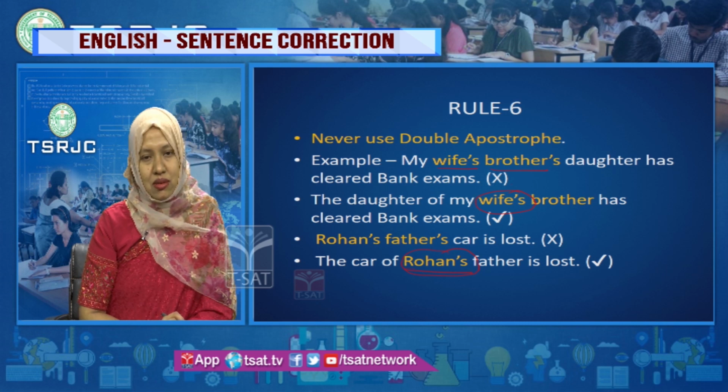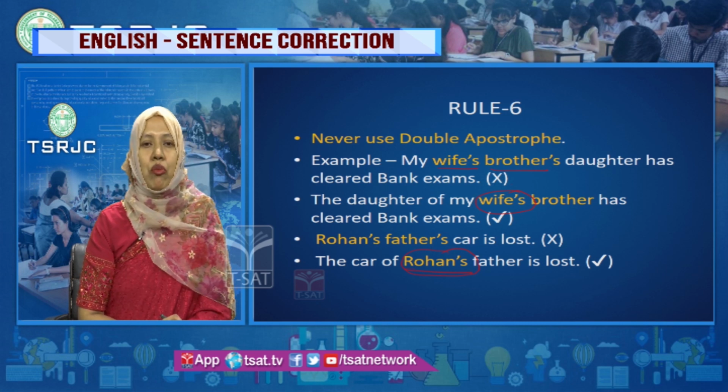So rule 6, never use a double apostrophe in a sentence. There should always be only one apostrophe in a sentence.